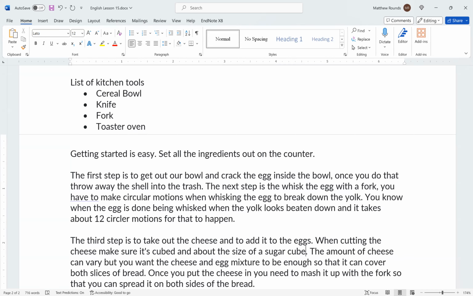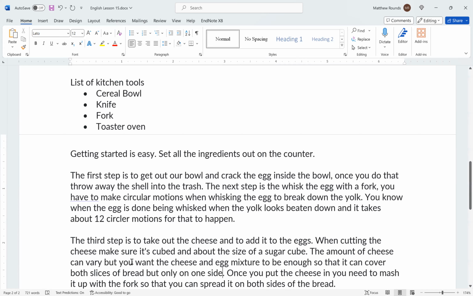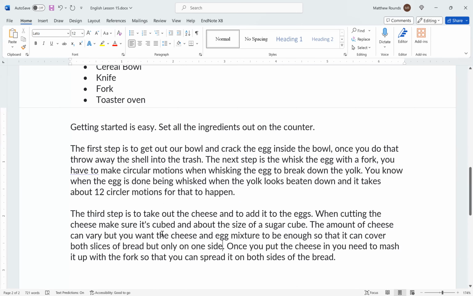Okay. The amount of cheese can vary, but you want the cheese and egg mixture to be enough so that it can cover both slices of bread. Is it each side of the bread? No, just one side. But only on one side. See how we're adding a lot of detail here? Yes. Once you put the cheese in, you need to mash it up with the fork so that you can spread it. Okay, see how I haven't answered that.